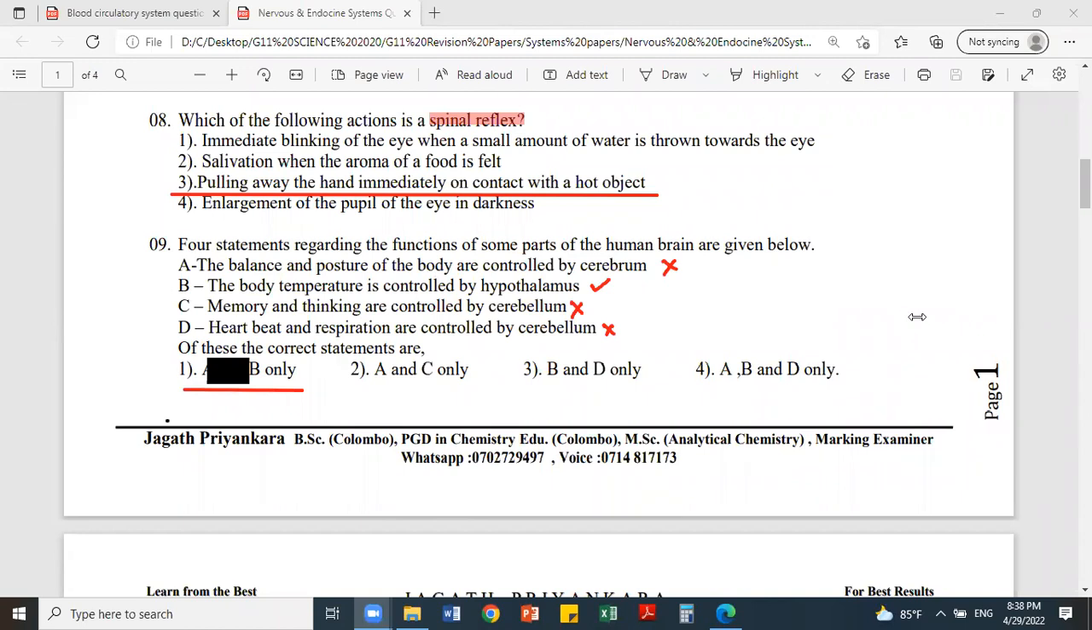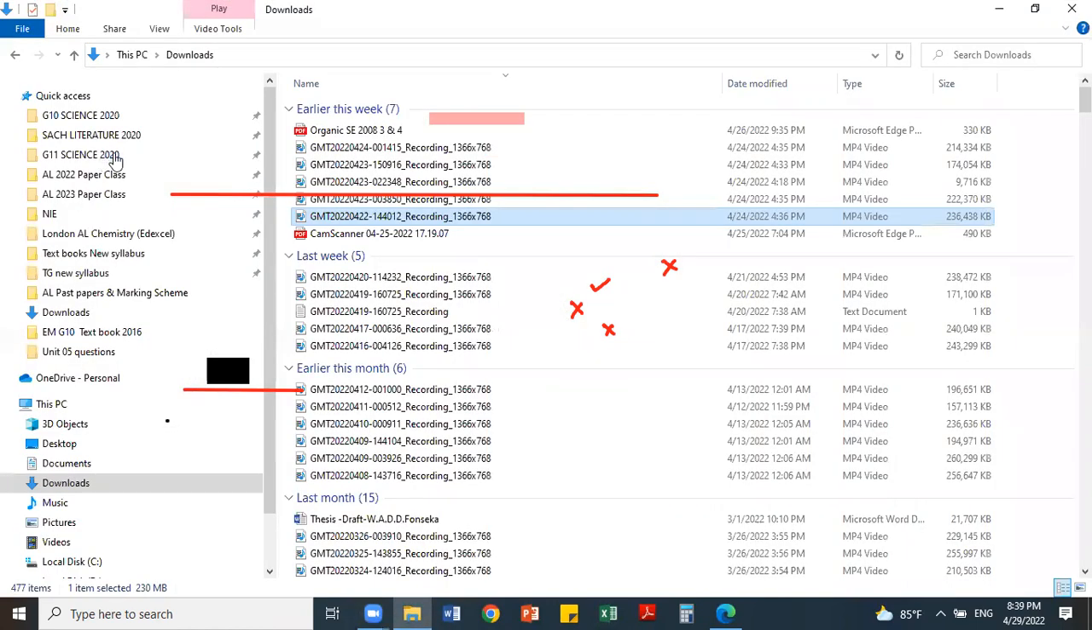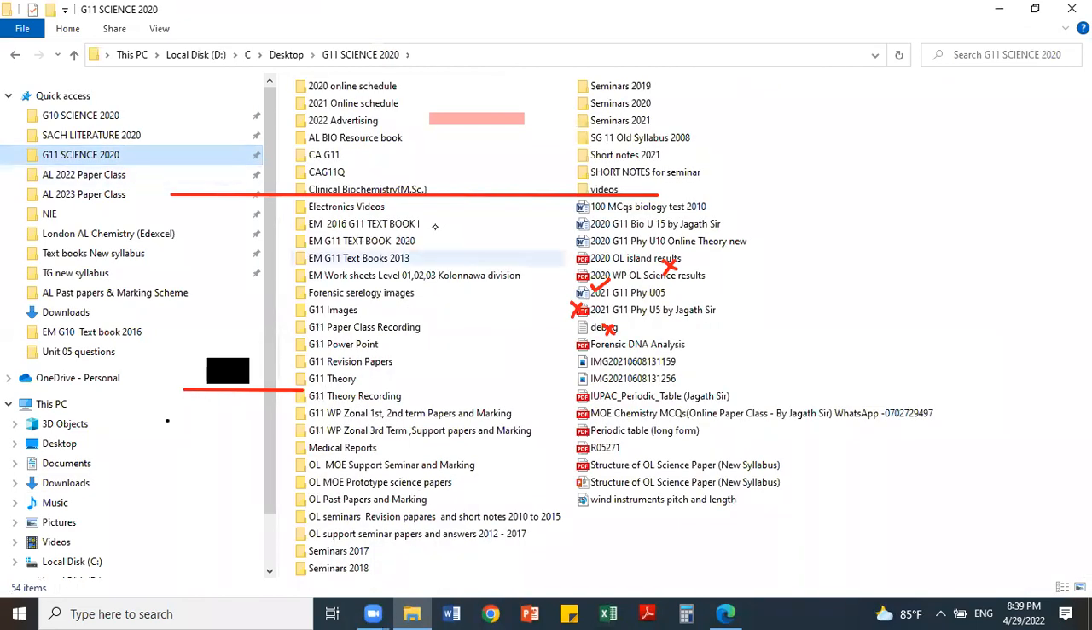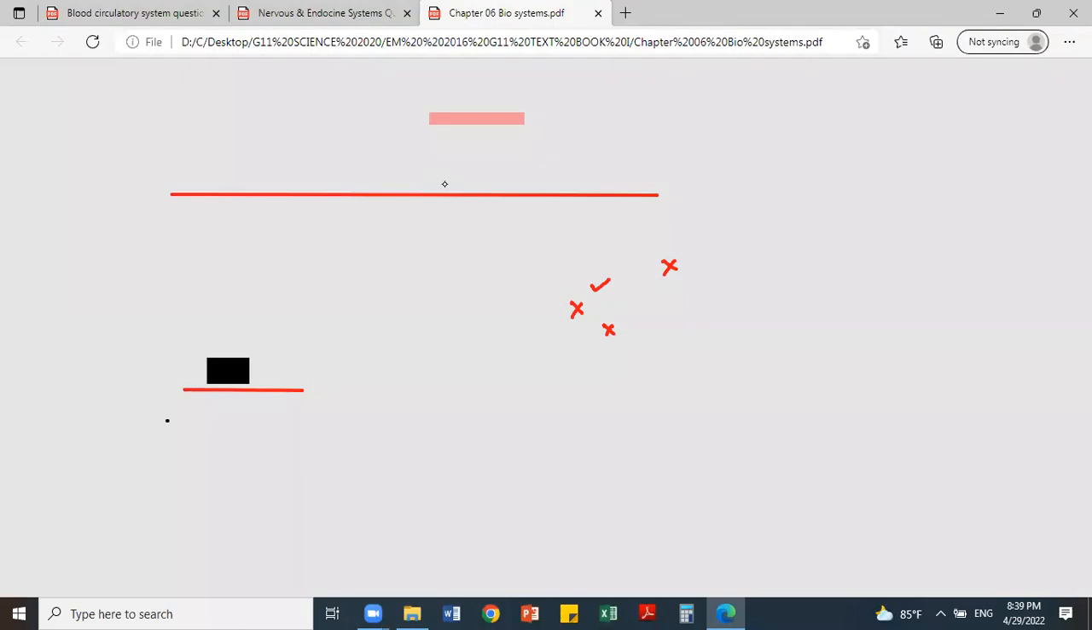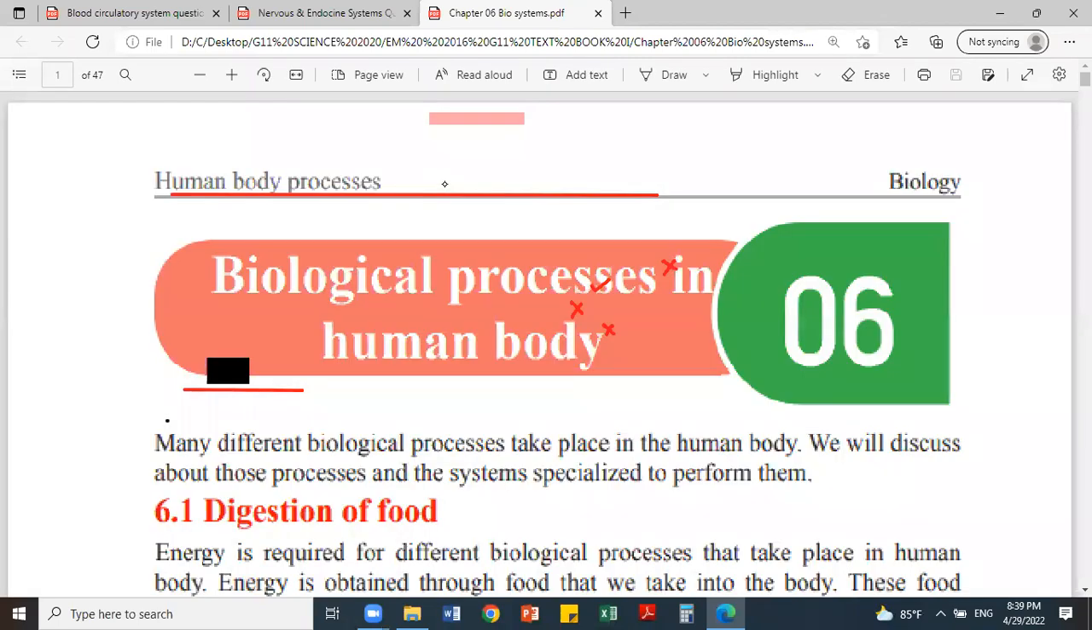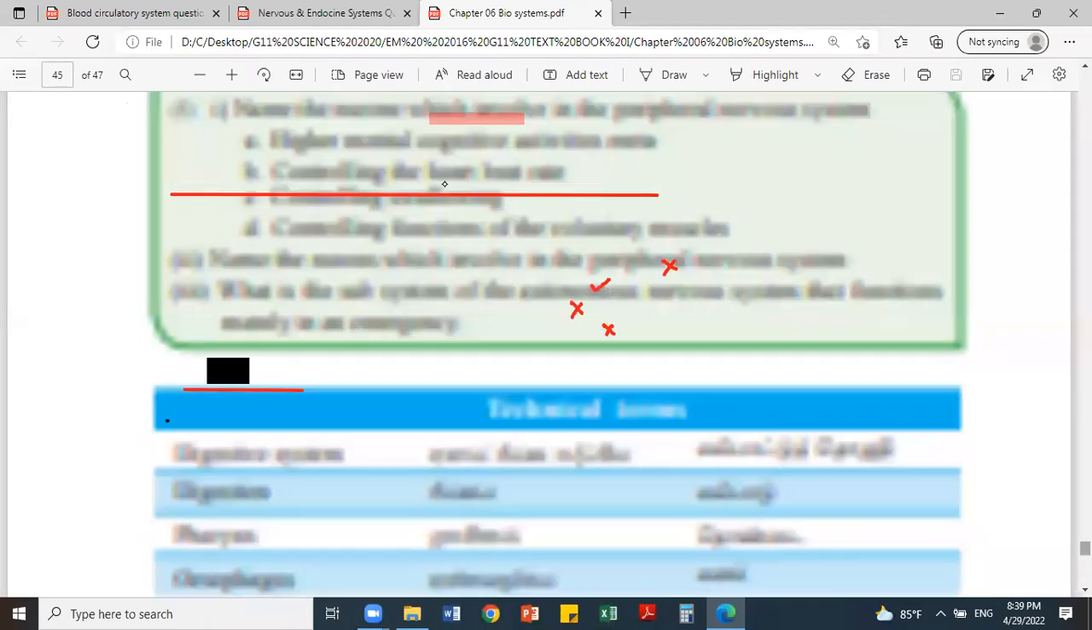What is the answer you got, Dilaj? Arosha? Anand? Kavini? Okay, wait. If you want to show the textbook, not here. Okay, wait. I'll show this under nervous system.